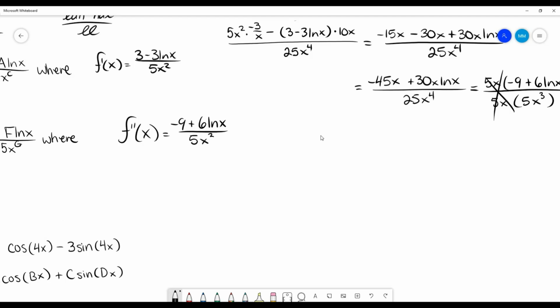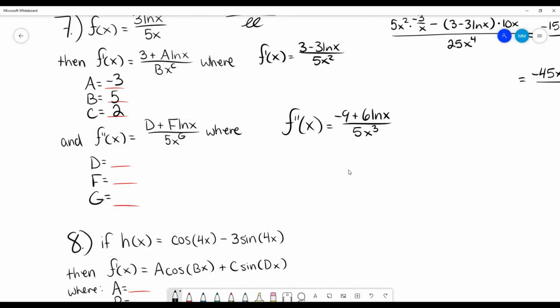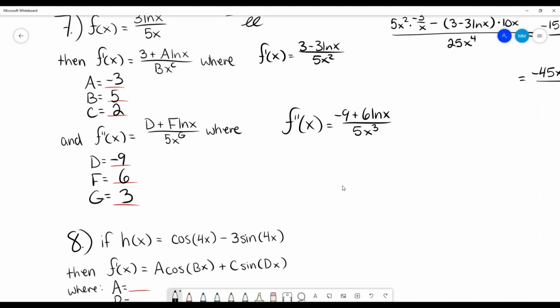this right here. So now, well, good. We're in the same terms as the answer they want. So our D is going to be this -9. F times natural log of x is just 6 times natural log of x. And then over 5x to the power of g, g is 3.